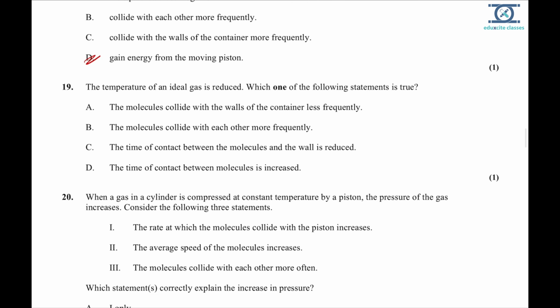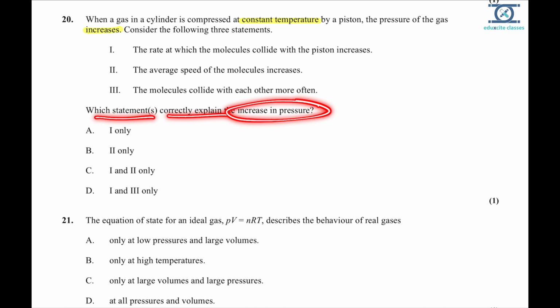Question number 20 now. When a gas in a cylinder is compressed at a constant temperature, the pressure of the gas increases. Now at a constant temperature, when the gas in a cylinder is compressed, which statement correctly explains the increase in pressure? Let us read the statement. The rate at which the molecules collide with the piston increases.